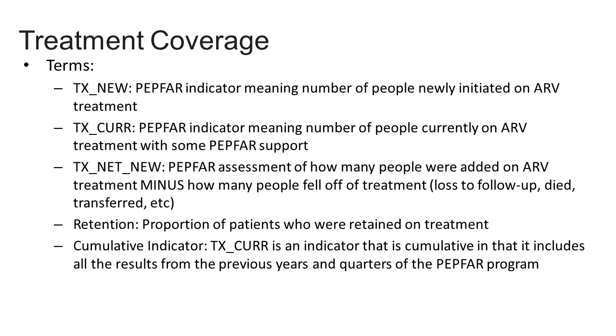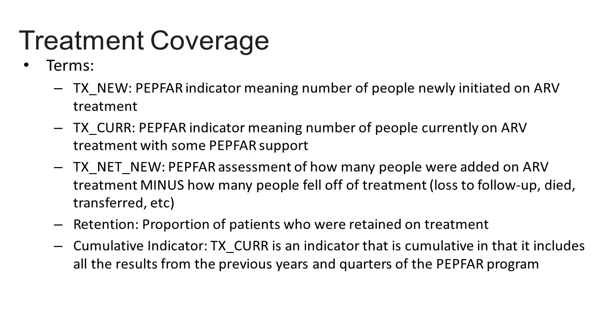So again, TX new is the number of new people initiated on treatment. TX curr is the total number of people currently on treatment. Then there's this net new indicator, which is a PEPFAR assessment of how many people were actually added onto treatment minus how many people fell off of treatment, either because they were lost to follow-up, because they died, or because they transferred out. There are all sorts of reasons that people may not be accessing treatment anymore. So PEPFAR uses this indicator called the TX net new, or sometimes just net new indicator, and that's the important one that tracks how much progress is actually being made.